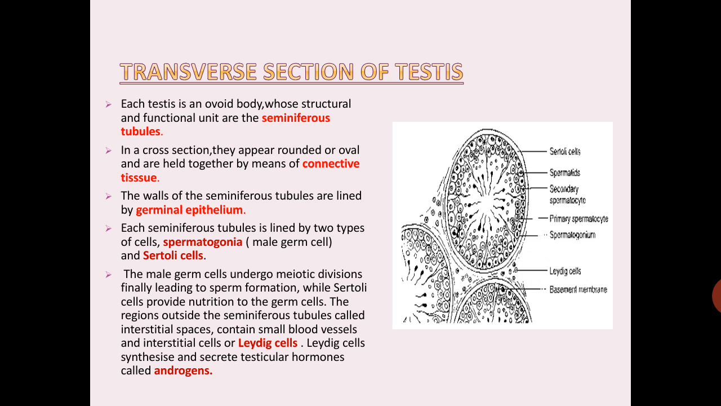So this is about the TS of testis, the diagram which is observed when the transverse section of the testis has been taken. The testis is made up of testicular lobules which have 1 to 3 seminiferous tubules, and these seminiferous tubules are lined by two types of cells called male germ cells and Sertoli cells.